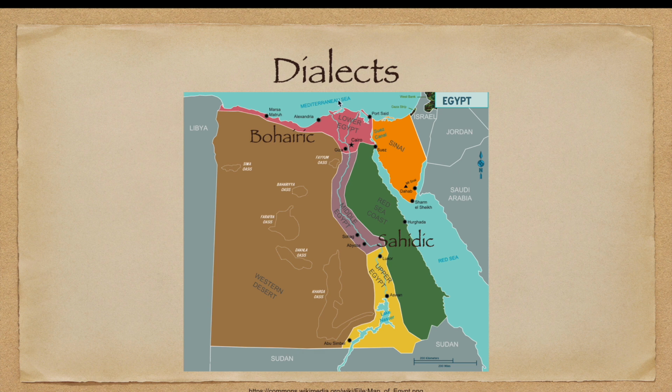Okay, so now dialects, right? I'm going to be honest, I don't know the dialects. I only know Bahiric and Sahidic, or like I only know of Sahidic. I don't actually know Sahidic. But these are the two most well-known dialects. And I'm just going to be super transparent here.